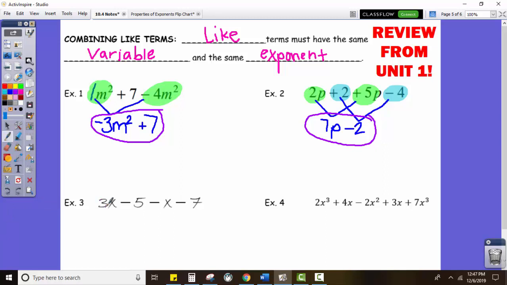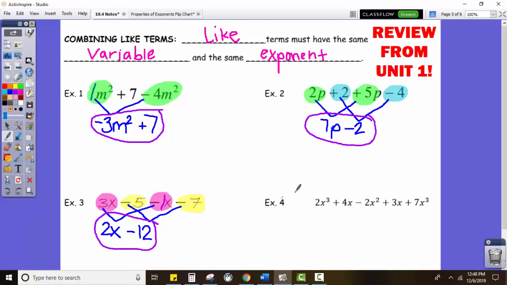Example 3, I have 3x minus 5 minus x minus 7. Remember that's 1x. So I'm going to combine my like terms. I have 3x minus 1x, which is 2x. And then I have negative 5 minus 7, which is negative 12. My final expression then is 2x minus 12.